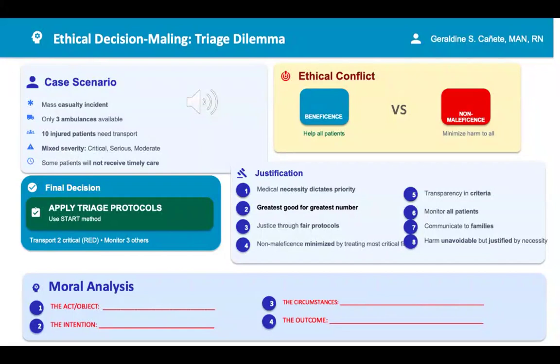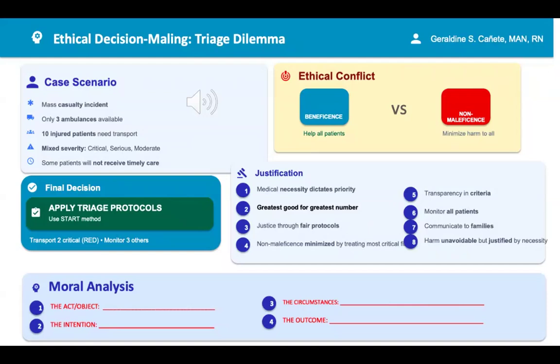Now, in this situation, the most ethical course of action is to apply triage protocols. This means using a standardized system to assess the severity of each patient's injuries and to prioritize those who are most likely to benefit from immediate medical attention. One common triage method is the START method, simple triage and rapid treatment. This method involves assessing patients based on their ability to walk, their respiratory rate, their perfusion, and their mental status.